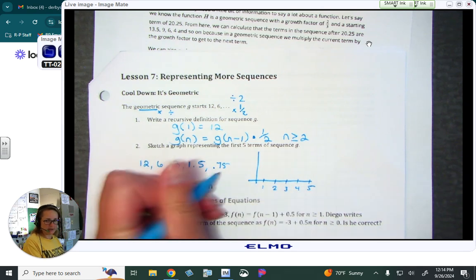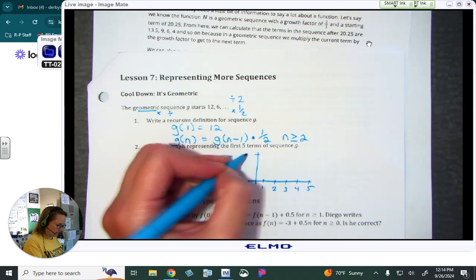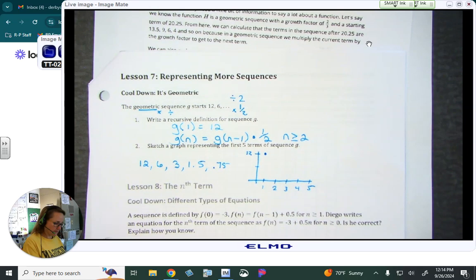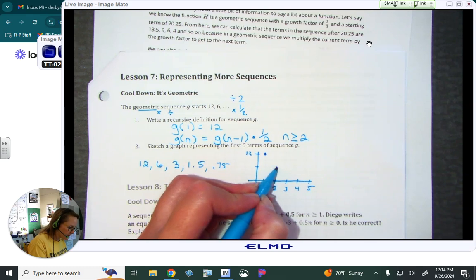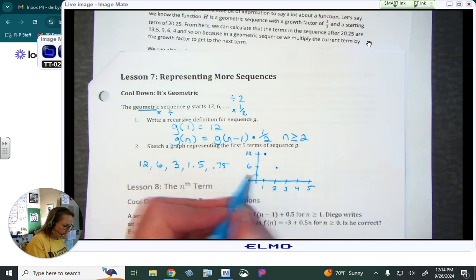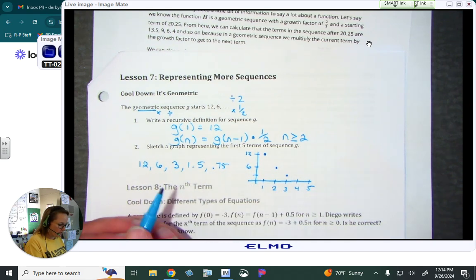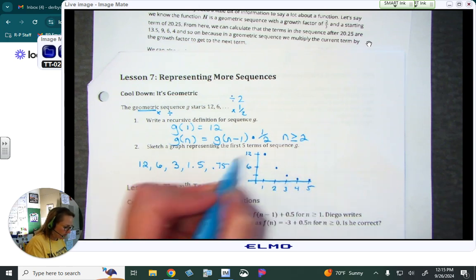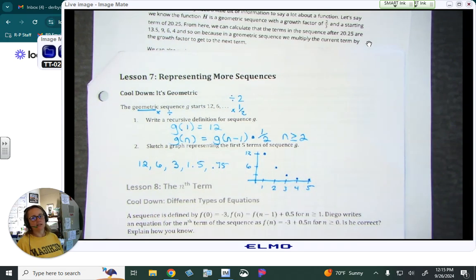The biggest number in my sequence so far is up at 12. So the first term is there at 12. Second term is cut in half here at 6. Third term cuts it in half again at 3. Fourth term cuts that in half, and so it's going to be this kind of downward curving graph.